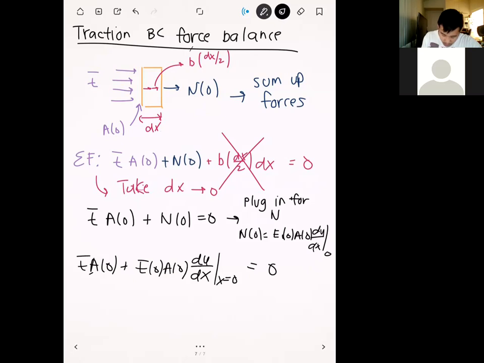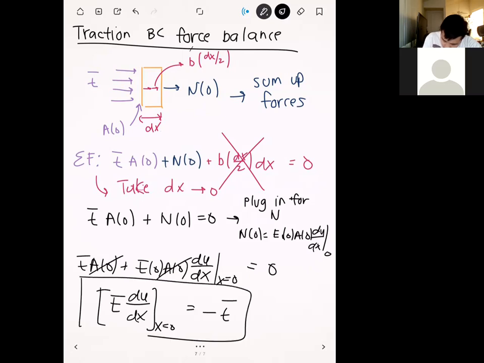If we cancel out the A of 0, because both terms have that A, then what we arrive at is our boundary condition. This tells us that the product of E times du dx at x equal to 0 is equal to minus T bar. In other words, with the traction boundary condition, we have a boundary condition based on the derivative of our solution.